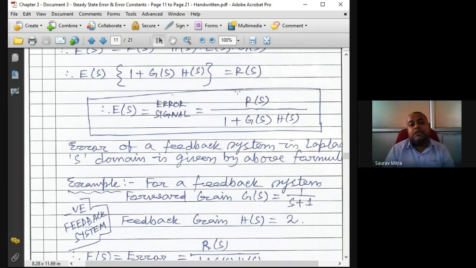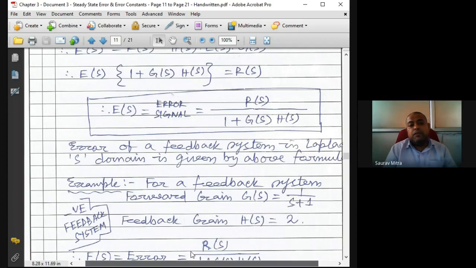Now if the input is a unit step, then R(s) is 1 by s. If the input is a unit ramp, then R(s) you have to substitute as 1 by s squared. So that thing you have to remember. And G(s) and H(s) should be given to you. So E(s) you can calculate in the Laplace domain, provided the type of the input is given, the G(s) transfer function is given, and the H(s) feedback transfer function is given. So with all this, I will go forward.